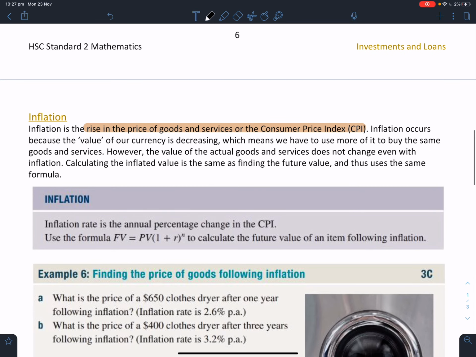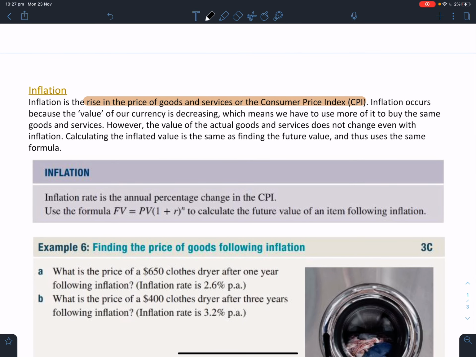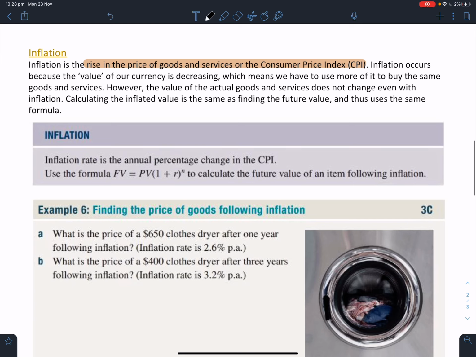Alright, inflation. Inflation is a rise in the price of goods and services, or the Consumer Price Index, CPI, which you may have heard of in other subjects, maybe if you do economics or business studies. Now, inflation occurs because the value of our currency is decreasing, which means that we have to use more of it to buy the same goods and services. However, the value of the actual goods and services does not change, even with inflation. Calculating the inflated value is the same as finding the future value, and therefore we use the same formula.